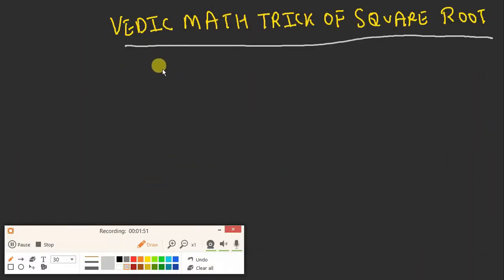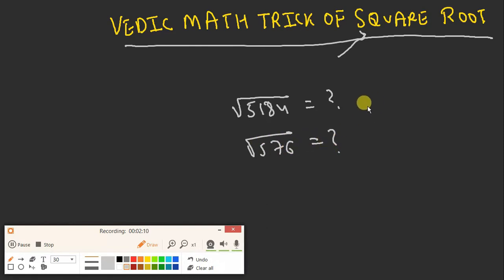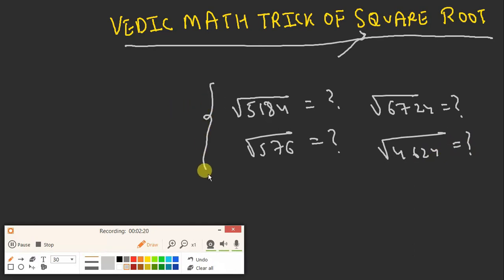Welcome to the lesson. In this lesson, we will see the Vedic math method of square root. Okay students, in your general life you get questions of this type where a square root is written and many numbers are there. So 5184, how to solve it? Under root 576, how to solve it? Then under root 6724, how to solve it? Then under root 4624, what will be the answer? Such types of questions come.